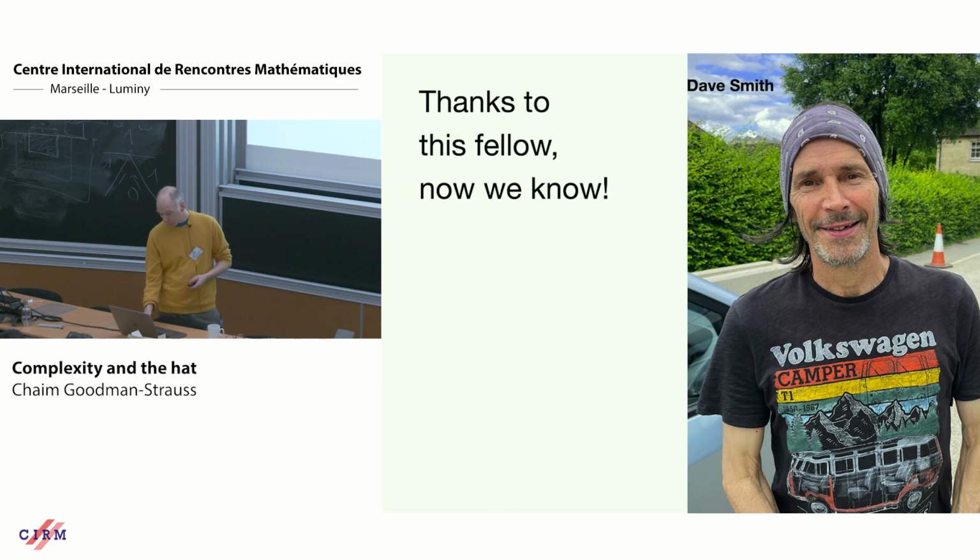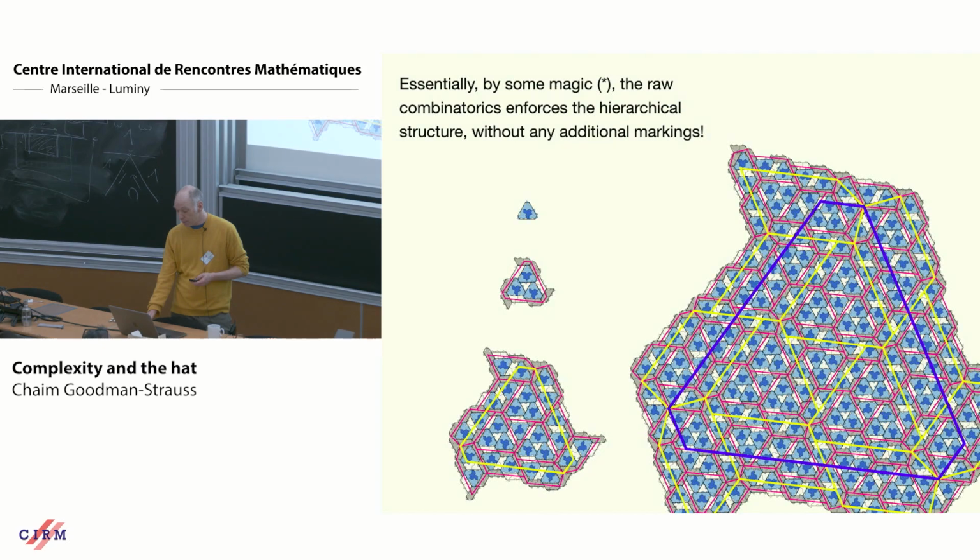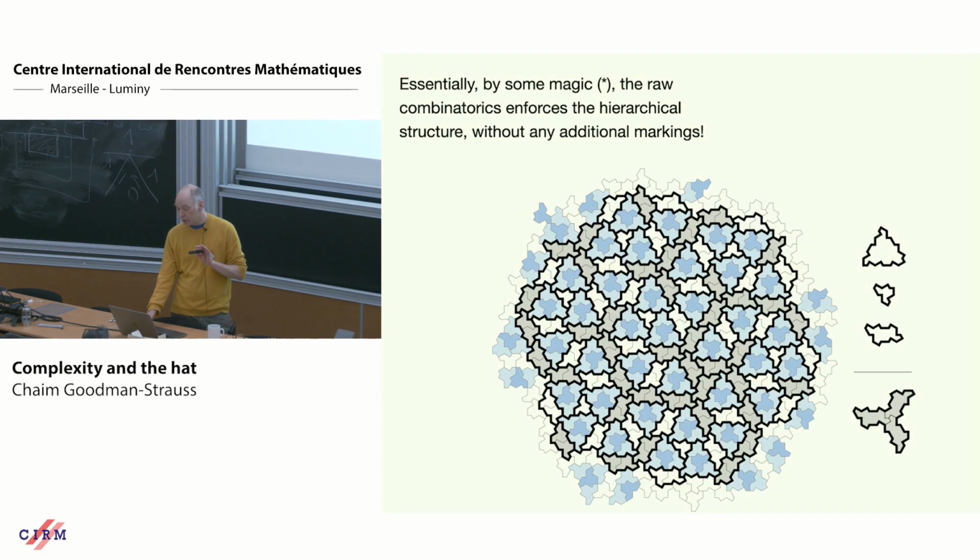And anyway, here are the other collaborators, Craig Kaplan and Joseph Myers. I'm out of time, so I'm not going to say much more except one last thing, which is that the basic idea of proving that the hat tile works is to follow Berger's proof, to show that there's some sort of hierarchical structure that the hat tile has to enforce. Why? It's a miracle. It truly is.